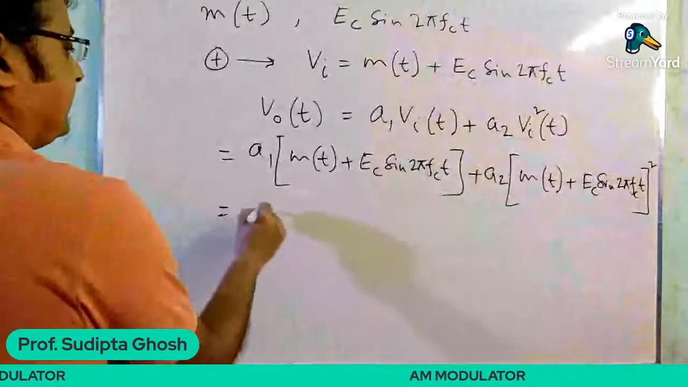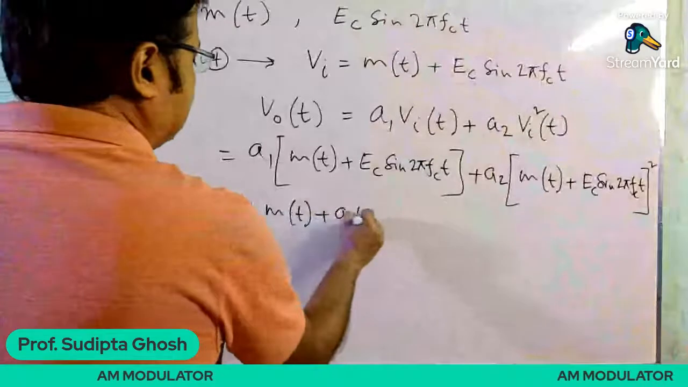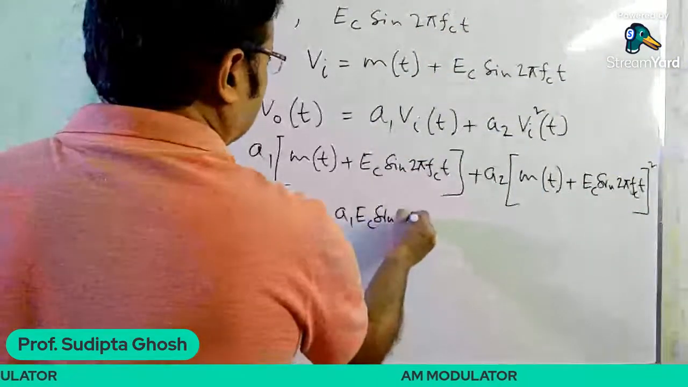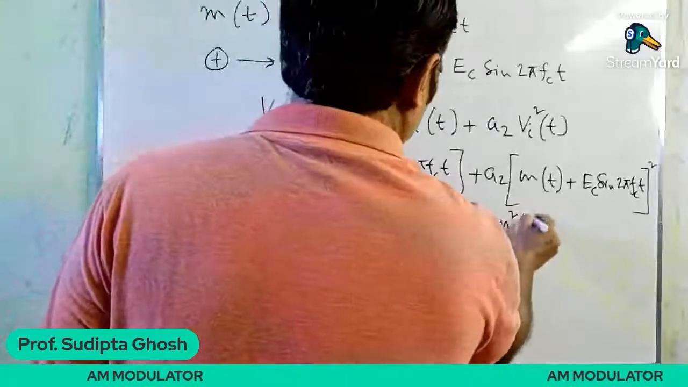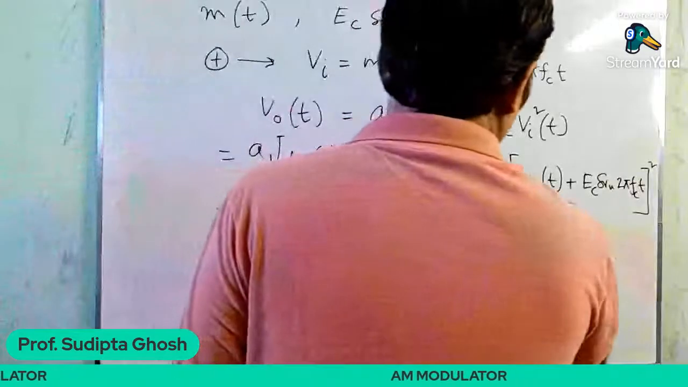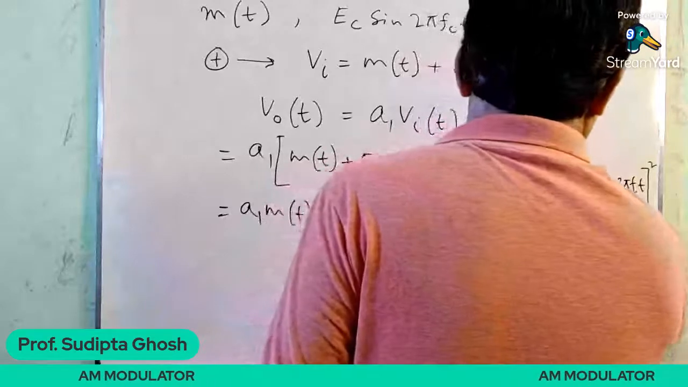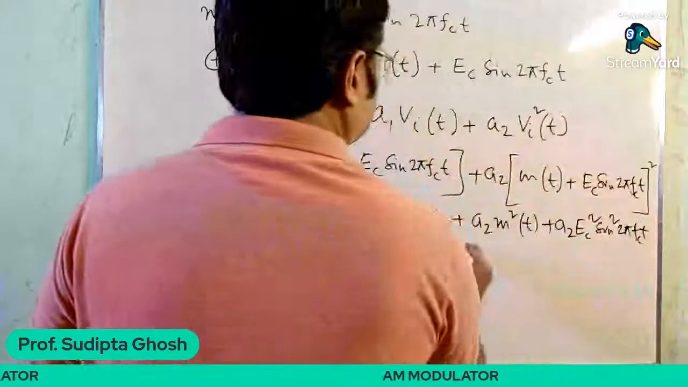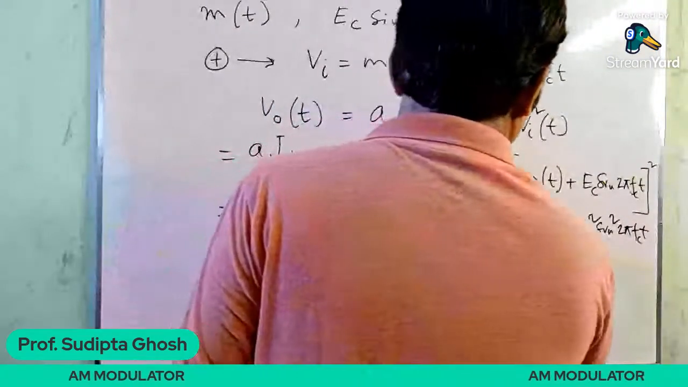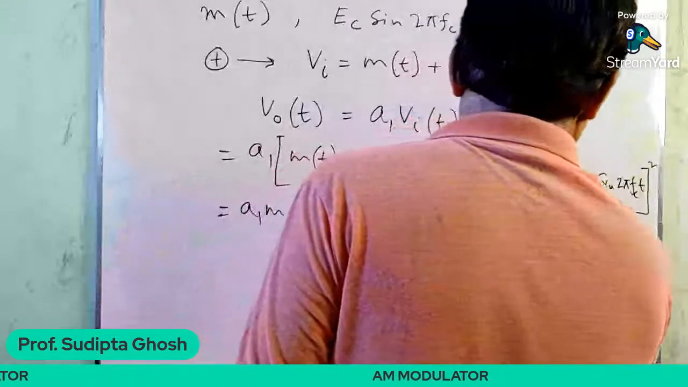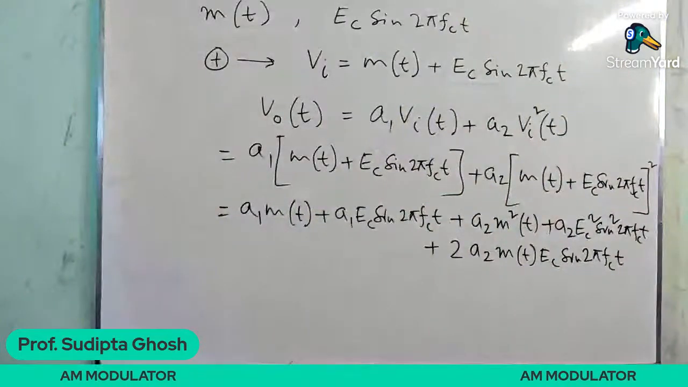Now expanding this, we will get A1 into MT plus A1 EC sine 2 pi FCT, just the mathematical simplifications, then A2 M square T plus A2 EC square sine square 2 pi FCT, and then the last term, that is twice A2 MT EC sine 2 pi FCT. So this is only the simplification of the equation written above.